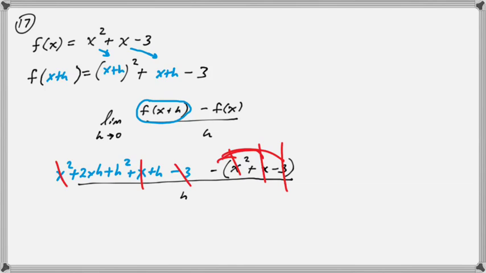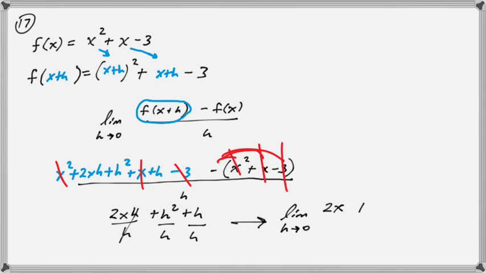So everything that remains here, 2xh plus h squared plus h, each one is divided by h. So what does that give me? The limit as h approaches 0 of 2x plus h plus 1. If you replace the h with a 0, because that's what h is approaching, you end up with your derivative to be, like I said initially, 2x plus 1.